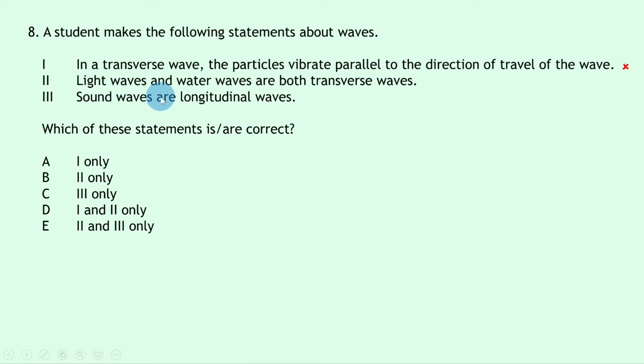Statement 2, light waves and water waves are both transverse waves. That is true because remember, water waves move like a normal wave pattern, and light waves are all of the electromagnetic waves, which are also transverse waves.